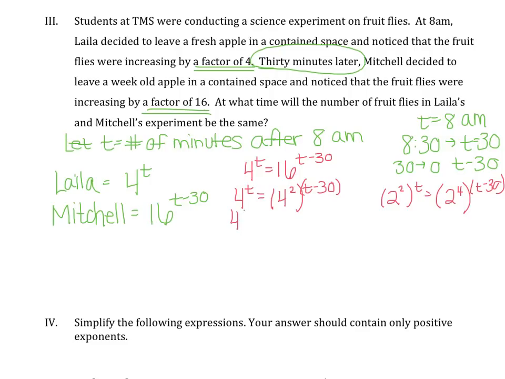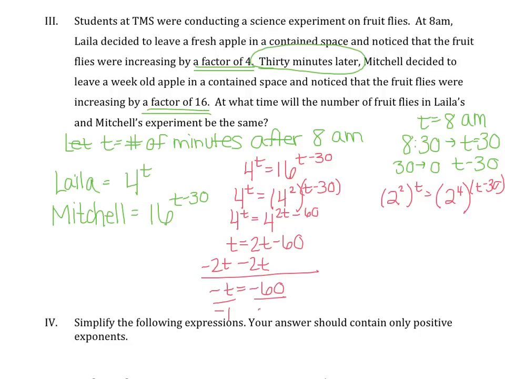So we have 4 to the power of t equals 4 to the power of, and I'm going to distribute my 2, so I'm going to have 2t minus 60. Since my bases are the same, I can set my exponents equal to each other. So t equals 2t minus 60. I'm going to subtract 2t. It's going to get us negative t equals negative 60. And to get t by itself, I'm going to divide by negative 1 to get t equals 60.